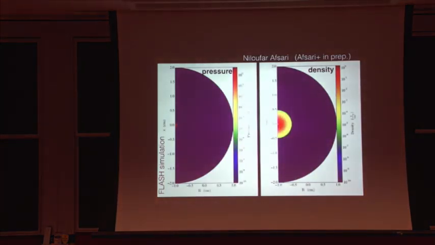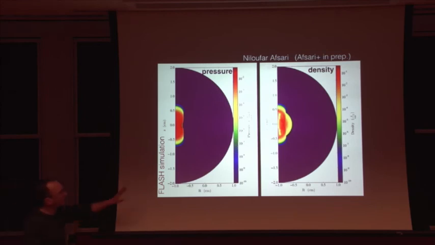So here is a simulation of this phenomenon by my student Yulu Afsari. And here's a pressure distribution on the left and density distribution in a simple polytropic stellar model in which a bipolar explosion is going to be released. What happens, though, like in many explosion simulations, is you have an outburst. And I've stopped the simulation here to show you what's happening in the middle of it.